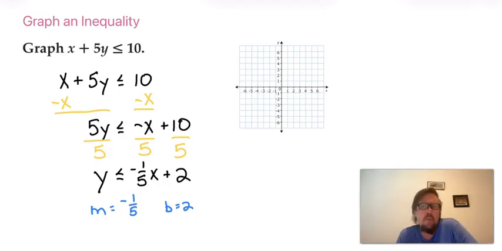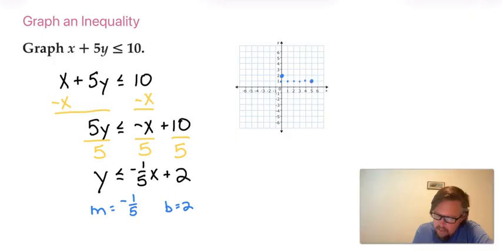Okay, so step number 1 is get it in slope-intercept form. And then step number 2 is we begin graphing it just like we would anything that's in slope-intercept form. So we start with the y-intercept at 2. And then since the slope is -1/5, that means from the 2, we go down 1 and over 1, 2, 3, 4, 5. And there's our second point. And so we're going to get our ruler and connect those 2 points.